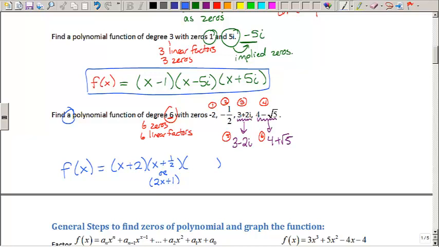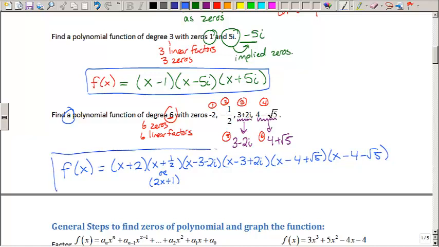The next one, if I have 3 plus 2i, then my factor will be x minus 3 minus 2i. Let's go ahead and do its conjugate right with it. If 3 minus 2i is the zero, then x minus 3 plus 2i would be its factor. 4 minus root 5, if that is my zero, then my factor is x minus 4 plus the root 5. And then the last one, 4 plus root 5, my factor for that zero would be x minus 4 minus the square root of 5. Again, don't bother multiplying this all out. You do not need to do that. Just leave your answer like this.